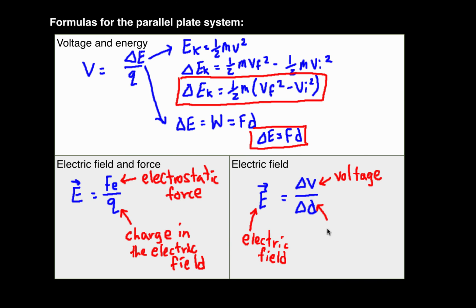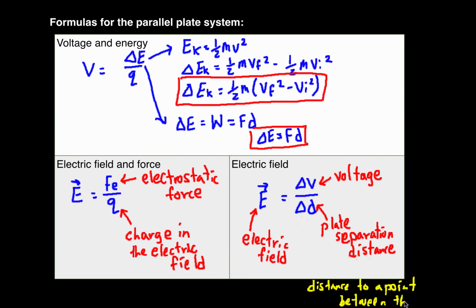The change in distance is the separation distance between the plates, which means how far they are apart. Delta D could also be a distance to a point somewhere between the plates. Which would give you a voltage at some point between the plates.